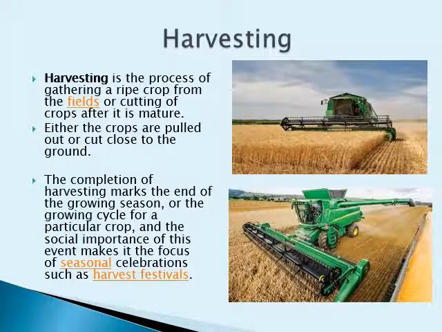Harvesting of a crop is an important task, children. Now, what is harvesting? It is the cutting of crop after it is mature. In harvesting, crops are pulled out or cut close to the ground. It usually takes 3 or 4 months for a cereal crop to mature.